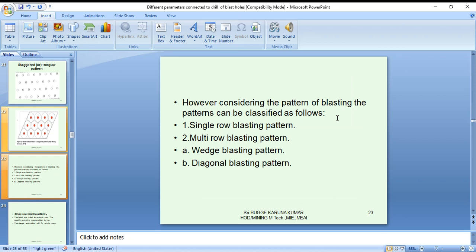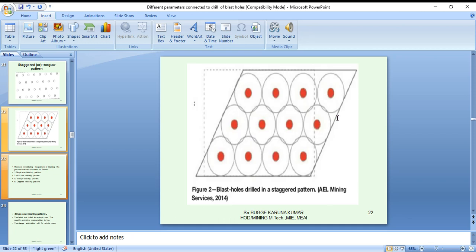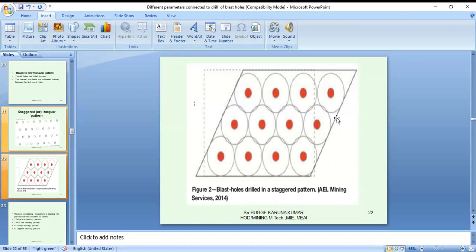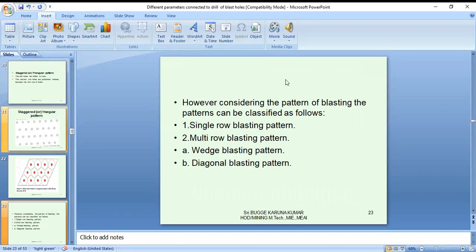Then, considering the pattern of blasting, patterns can be classified as follows. Above are the drill hole patterns, but the firing procedure is different, whether square, rectangular or staggered pattern. The connection of firing is different. This is single row blasting, multi row blasting, wedge blasting, or diagonal blasting. The above two are the drill related patterns. Don't confuse them. These are the firing procedures: the connection of the holes, which hole first and which hole is next.